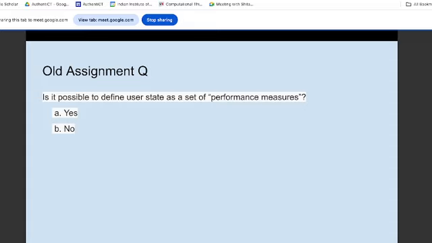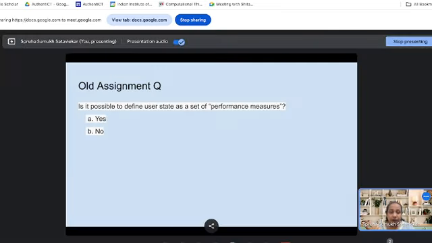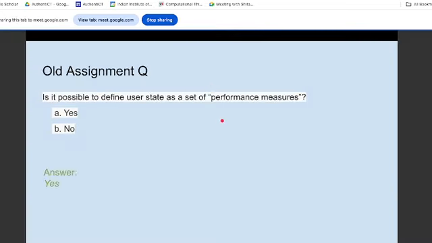Okay. Now this is an old assignment question. Is it possible to define user state as a set of performance measures? So the question is, is it possible to define user state as the performance measure? And the answer is yes. So performance measure is nothing but the variables, mental variables that constitute a user state. For example, the error rate, the task completion rate, or cognitive load. We have seen this previously. Okay.